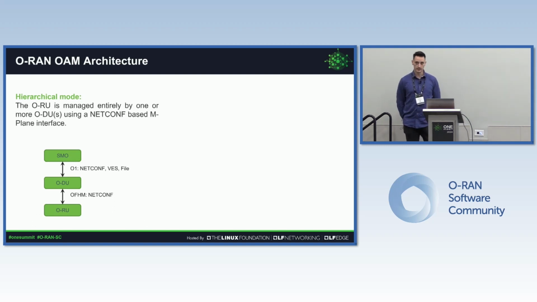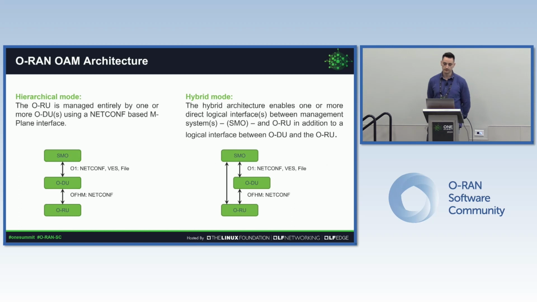VES is used for fault and performance. One of the main functions of the OAM is the FCAPS implementation. FCAPS stands for fault, configuration, accounting, performance, and security. So all of the configuration done to the network function, or the alarms or PM data, come through this interface. The second mode of this OAM architecture is the hybrid mode, which means that the SMO can have a separate logical interface directly to the ORU, in addition to the logical interface between the ODU and the ORU.